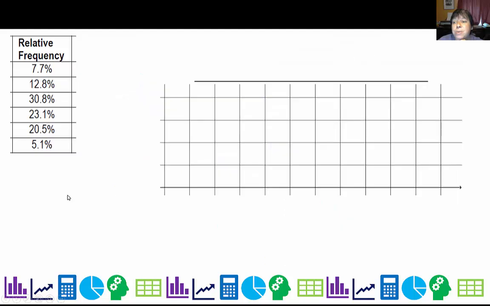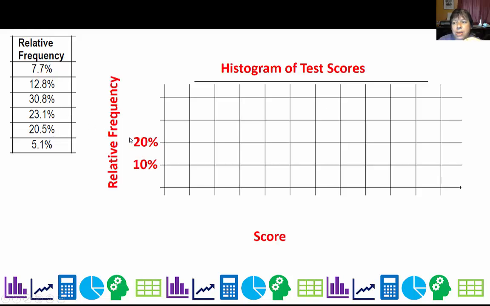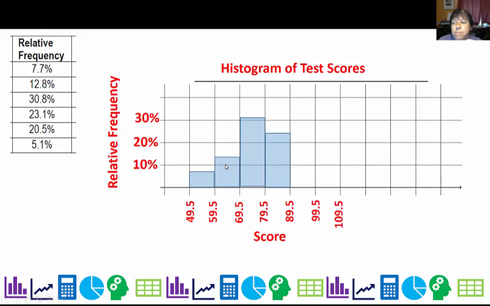Looking at relative frequency, instead of doing actual frequencies, I'm doing the percentage. And it's almost the same. In fact, the shape should look the same, or there's a problem. Now, since my highest frequency here is 30.8%, I go a little higher. I left that spot to go a little higher. And here we go. Put my boundaries on and put my bars in. So 7.7, it should be a little bit before 10. 12.8, 30.8, 23.1, 20.5. Now these are not exactly right.